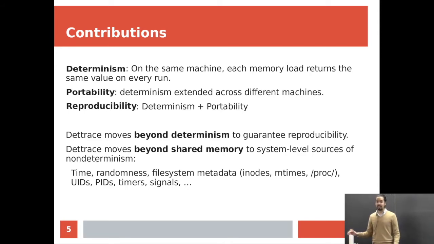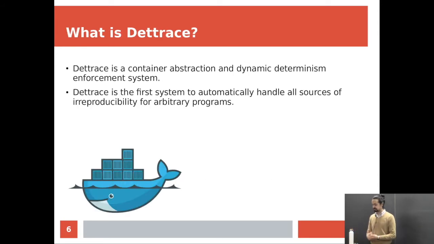But in practice, lots of other things end up making software irreproducible. Some examples are file system metadata, such as inodes, modified times, or reading from system-level directories like /proc, unique identifiers like UIDs and PIDs, as well as timers or signals or other asynchronous interrupts that come your way.